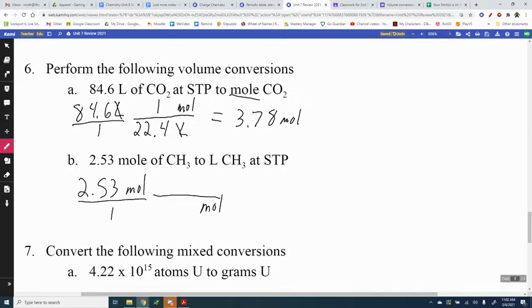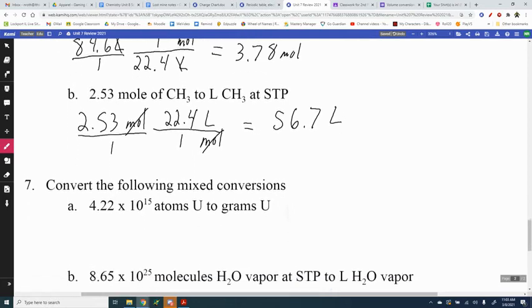Okay, moles on bottom. We can go from moles to liters. 1 goes next to moles. 22.4 goes next to liters. Moles cancel out. So now we just take 2.53 times 22.4, and we get 56.7 liters. And that's it for that.